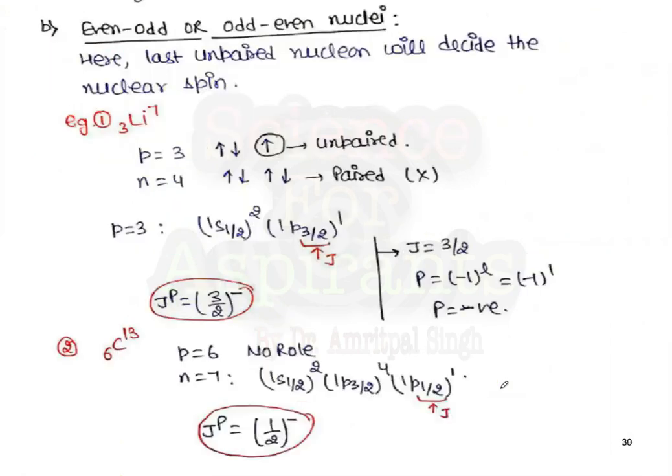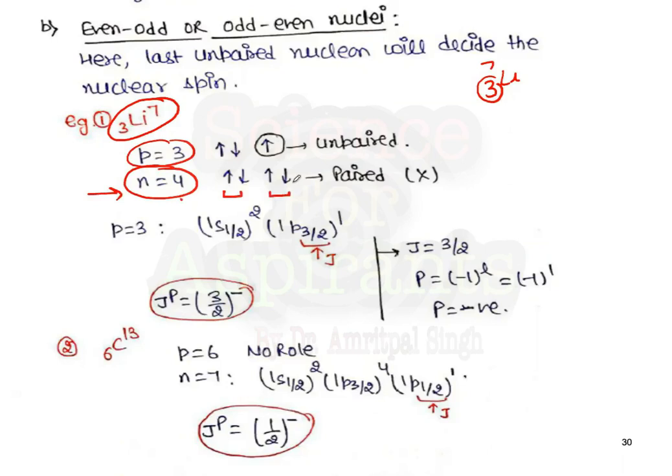So here comes our next case. For even-odd or odd-even nuclei, for example, if I have to find out the ground state spin for the lithium-7 nucleus, you will see there are 3 protons and 4 neutrons. Here you need to remember one thing: we have to consider only those protons or neutrons which are unpaired. Here the neutron number is even, so it is completely paired up and their spin will cancel with each other. So we will find the spin from the proton number only.